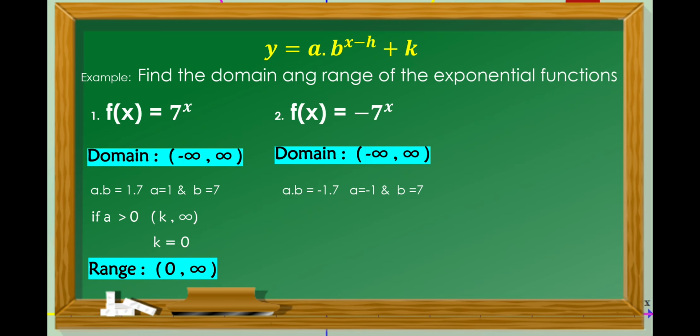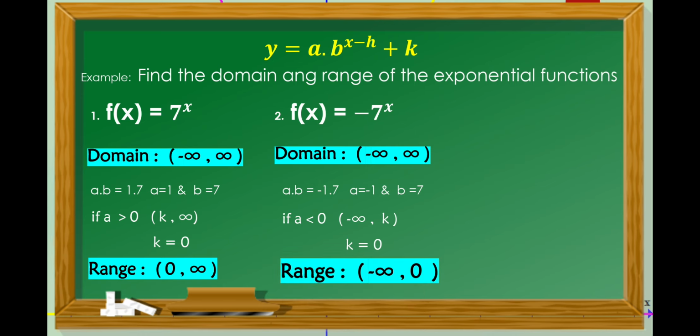Since a is equal to negative 1, therefore a is less than 0. So the range will be negative infinity to positive value of k, or the value of k. Now, what is the value of k? Since there's no k, k is equal to 0. So the range now is negative infinity up to 0.